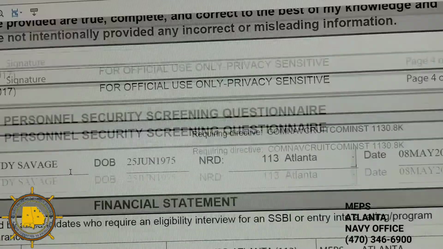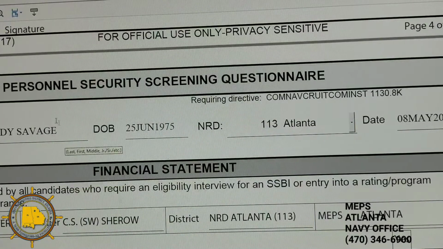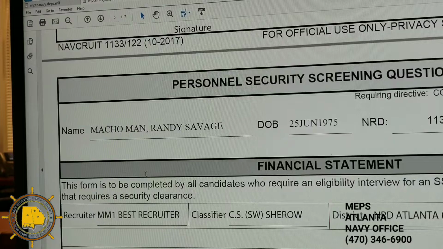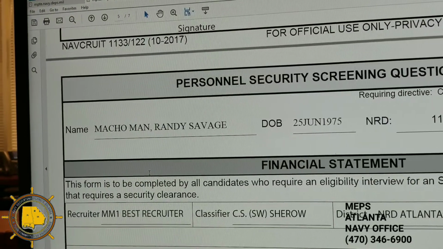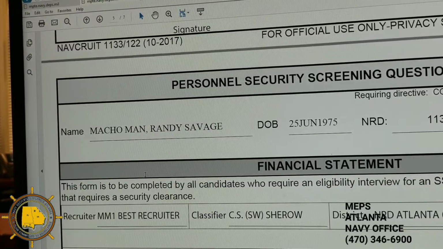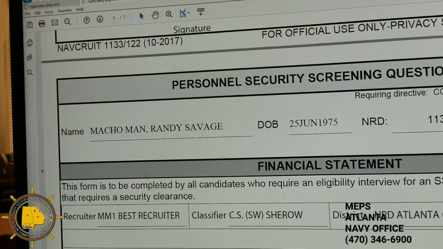The following page is going to be the financial statement portion. Now, this one is critical because this is going to require a little bit of information on your behalf as well as ours. So down on the financial statement page, there's a block for the recruiter's name. As you can see, I have MM1 Best Recruiter. That's going to be the recruiter that's conducting the interview. The classifier, it doesn't really matter. You can put any one of our names there. We'll get it and we'll send it up.